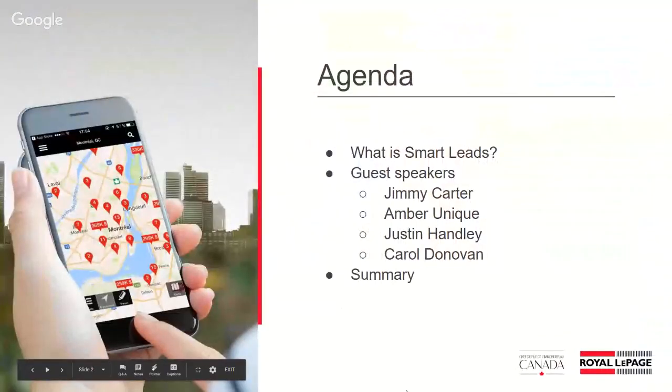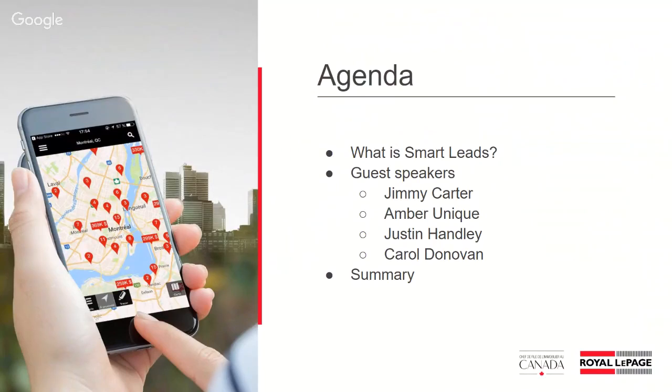Okay, so this is what we're going to talk about in this presentation. I'm going to start with a little bit of an overview of Smart Leads and the kinds of leads you can get from the program, and then we're going to dive right into our guest speakers. So we have 4 today. We have Jimmy, Amber, Justin, and Carol. Each person's going to be speaking for about 10 minutes, and there's going to be a little bit of time for Q&A from the audience. So that's from you guys via the chat after each person speaks.